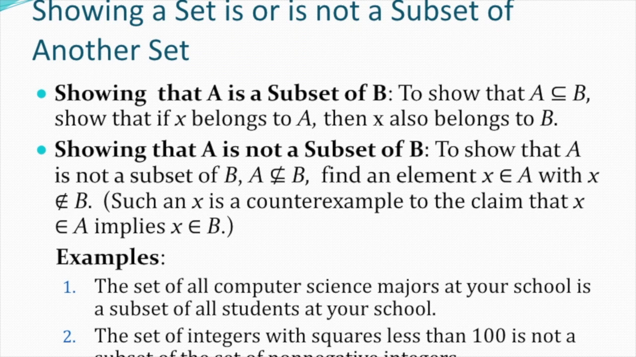You could show that a set is not a subset of another set. To show that A is a subset of B, you need to have an X which belongs to A, then the same X also belongs to B. Now, to show that A is not a subset of B, you just need to find one element in A where the same element does not exist in B. So for example, the set of all computer science majors at your school is a subset of all students at your school. That's a true one. Now the set of integers with squares less than 100 is not a subset of the set of non-negative integers. That's a false one.